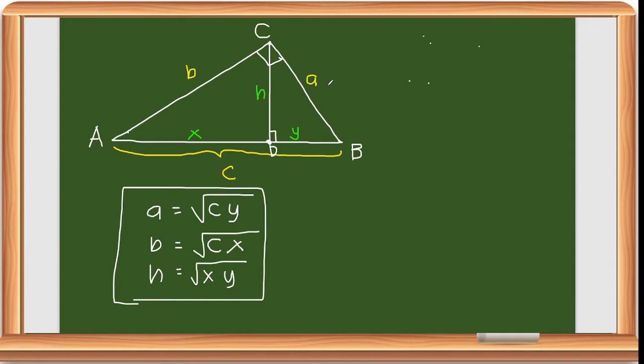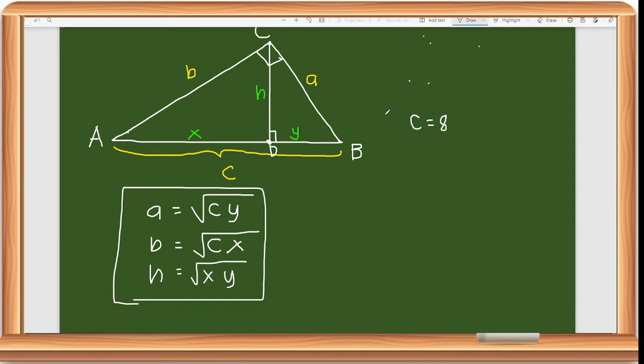Okay, ready na? Okay, number 1. C is equal to 8. Y is equal to 6. Okay, and we're going to look for side A. What is the measurement of side A?